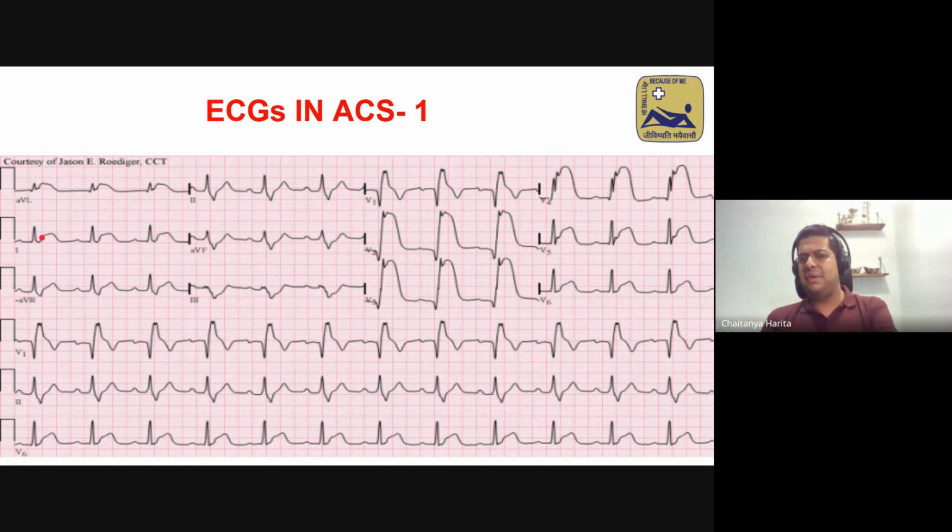If you remember my teachings from last time, V1 to V6 generally form the anteroseptal wall of the left ventricle. V1, V2 is the septum. V3, V4 is generally the anterior wall. V5, V6 with lead 1 and aVL becomes the lateral wall. So this patient has ST elevations in almost all leads, V1 to V6 as well as lead 1 and aVL, which means it has involved the septum, the anterior wall, as well as the lateral wall. So this is an extensive anteroseptal and anterolateral ST elevation myocardial infarction.